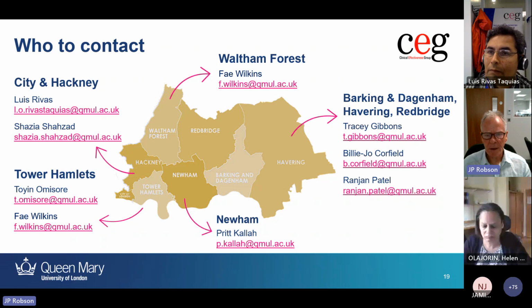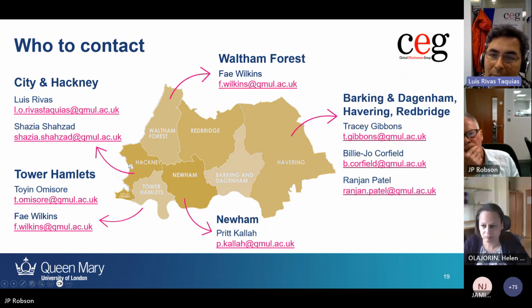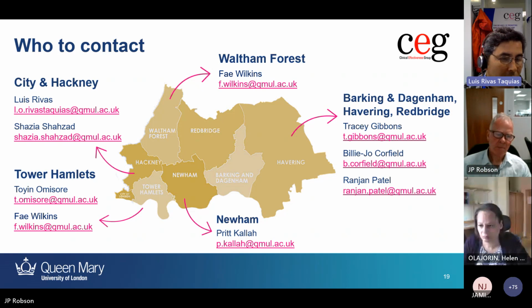Lewis, do you want to just say about the contacts? Yeah, so this is just a map showing all the different facilitators that we have. So City and Hackney, that's me, Lewis, and Chessia. Walton Forest, Faye. Barking, Havering and Redbridge, we have Tracy, Billy, Joe and Ranjan. Hamlets, Toyin and Faye and Liam, Britt.